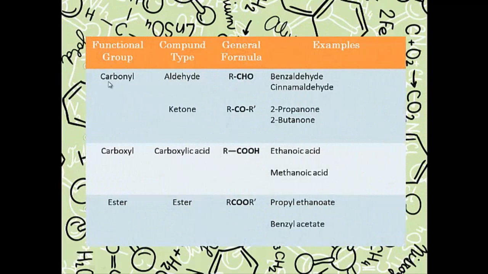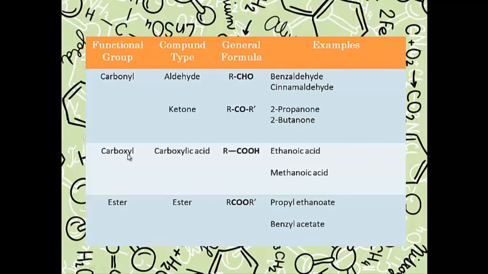Carbonyl. The compound type is aldehyde or ketone. The general formula of aldehyde is RCHO, and some examples are benzaldehyde and cinnamaldehyde. The other compound type is ketone. The general formula is RCOR. Examples are 2-propanone and 2-butanone.